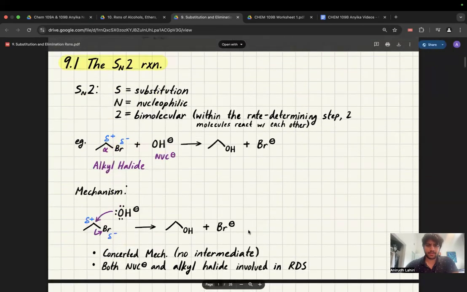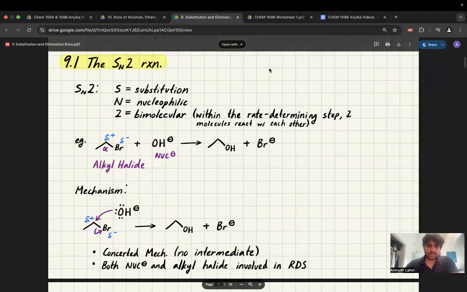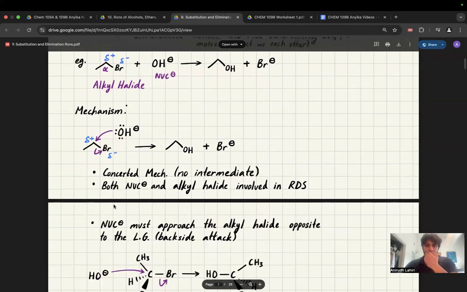All right, first off, the SN2 reaction. So this S stands for substitution and nucleophilic 2 bimolecular, which means that the rate determining step is where two molecules are reacting with each other, right? It's a concerted mechanism. So let's take a look at the mechanism.